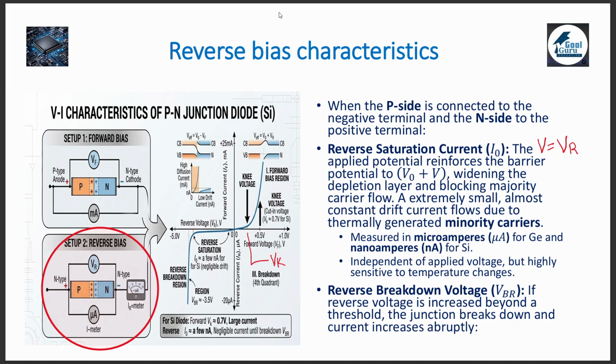What is VBR? Reverse breakdown voltage. If the reverse voltage is increased beyond a threshold, the junction breaks down and the current increases abruptly, as shown in the third quadrant of the graph.